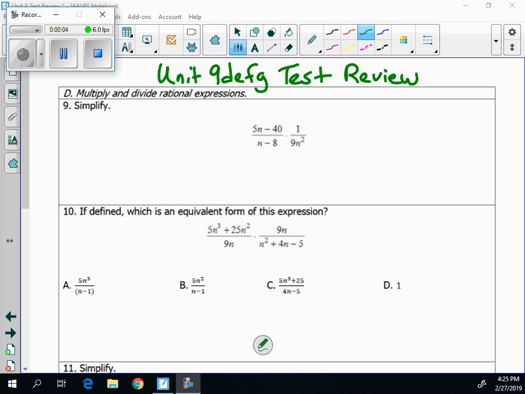Welcome to Unit 9 DEFG test review. Here we're going to start with multiplying and dividing. So when you're multiplying, the first step is to factor all numerators and denominators separately.